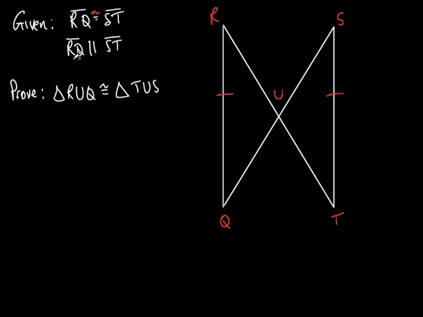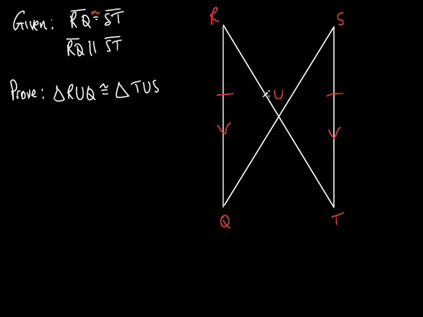Now look, they tell you something else about RQ and ST. We haven't done this yet in a proof, but we have seen this in another chapter: RQ is parallel to ST. And you're like, what in the world? I thought we were done with that parallel stuff. Nope. We're going to be using that quite a bit all year, about parallel lines and transversals and all that kind of stuff.